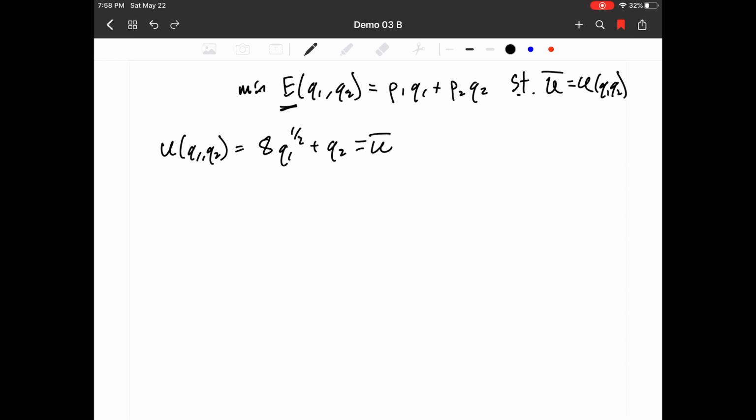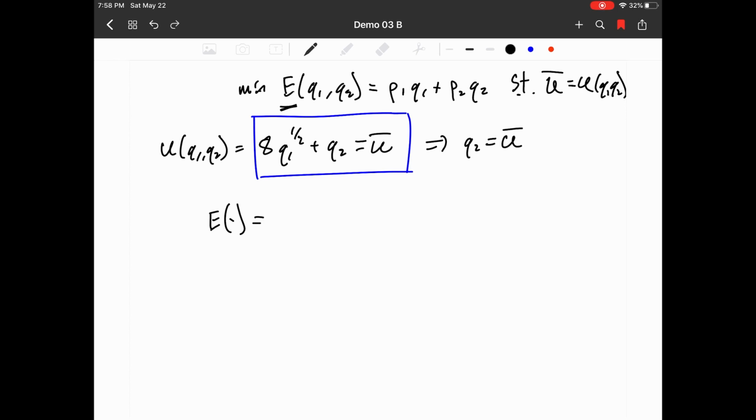So instead of using the Lagrangian method, we're going to use the substitution method. So we have this relationship here, and that allows us to solve for q1 or q2 in terms of the other. So let's rewrite this. First I'm going to rearrange this. So we have q2, which is probably the simpler one, minus 8 q1^(1/2).